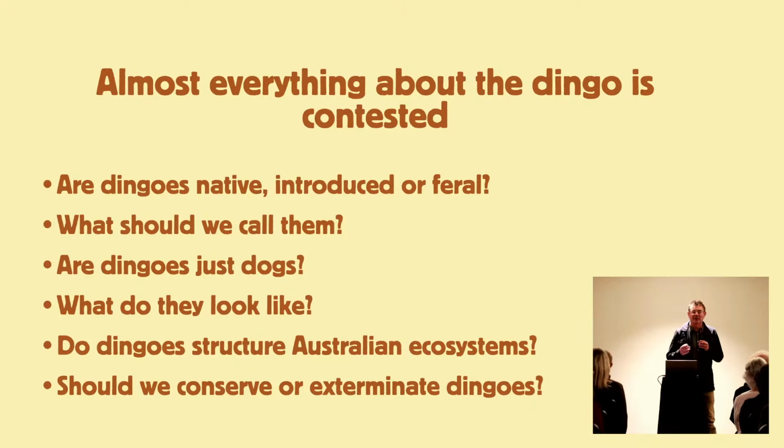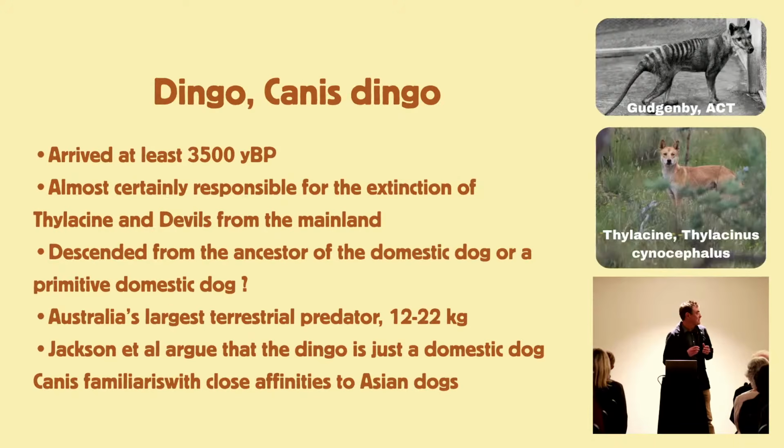So in my talk, I'm going to explore some of those questions, from an Australia-wide perspective as much as possible. To be honest, I don't necessarily know how to answer all of those questions, and a lot of the time audiences are really vexed about how to answer them. But anyway, we do know that dingoes arrived at least 3,500 years ago in Australia, and the timing of their arrival and the extinction of the thylacine and the Tasmanian devil from the mainland suggests that the dingo almost certainly did it.